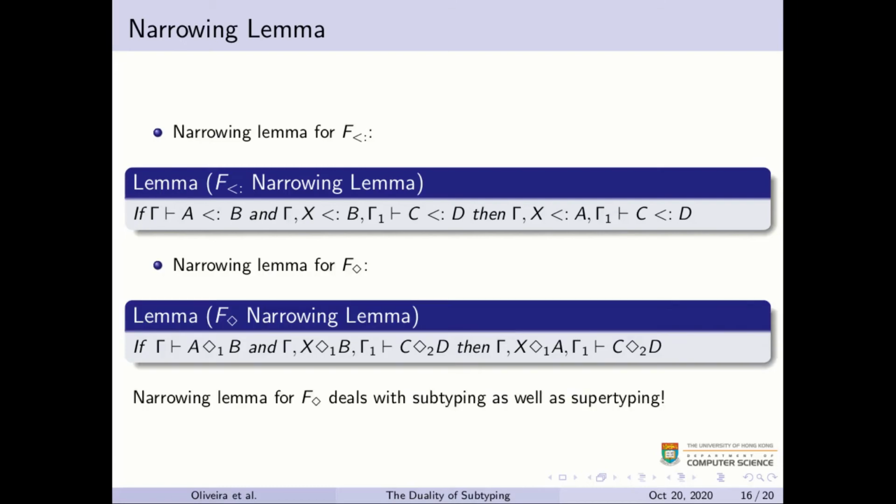The narrowing lemma is also interesting in the duotyping system. The traditional narrowing lemma captures just a subtyping relation, while the narrowing lemma in the duotyping system captures both the subtyping and the supertyping relation. And the proof complexity is almost similar to the transitivity lemma, both in the traditional system as well as in the duotyping system.